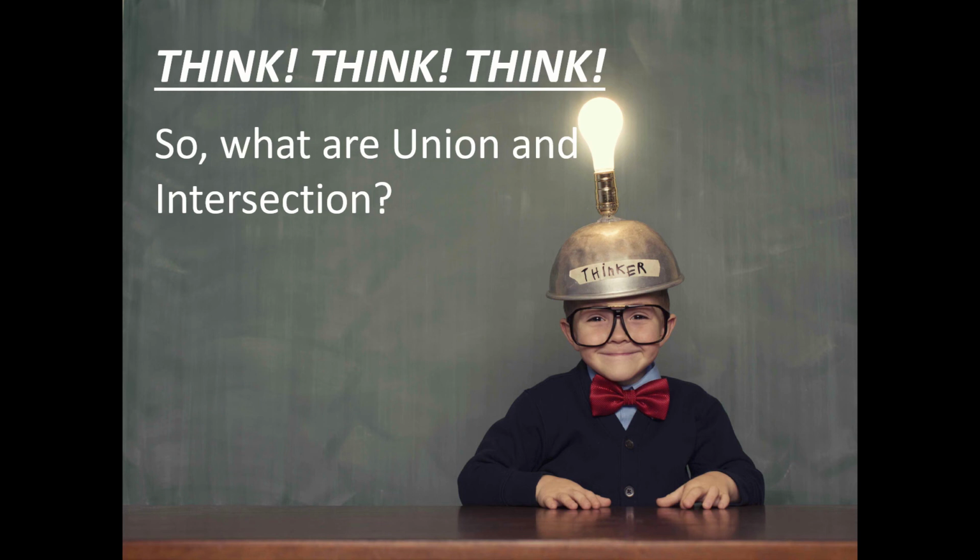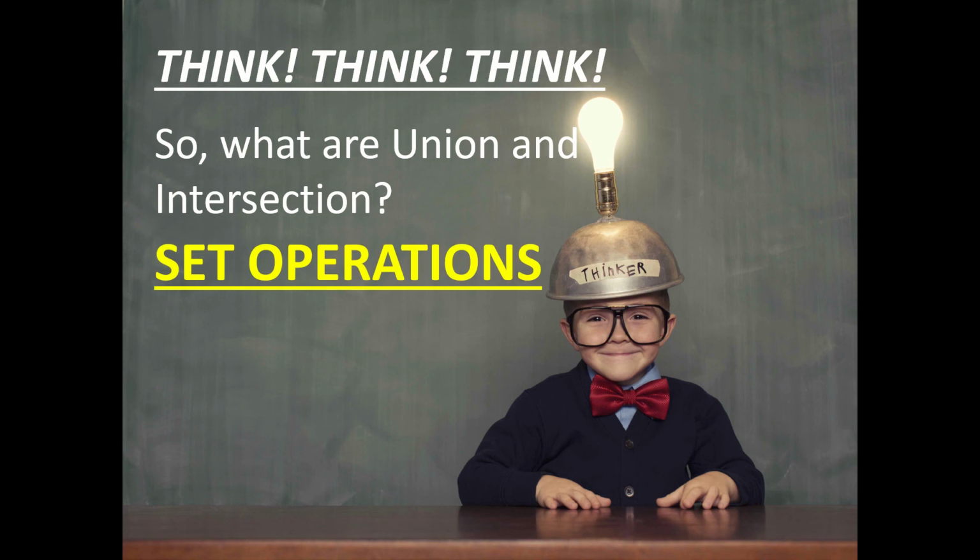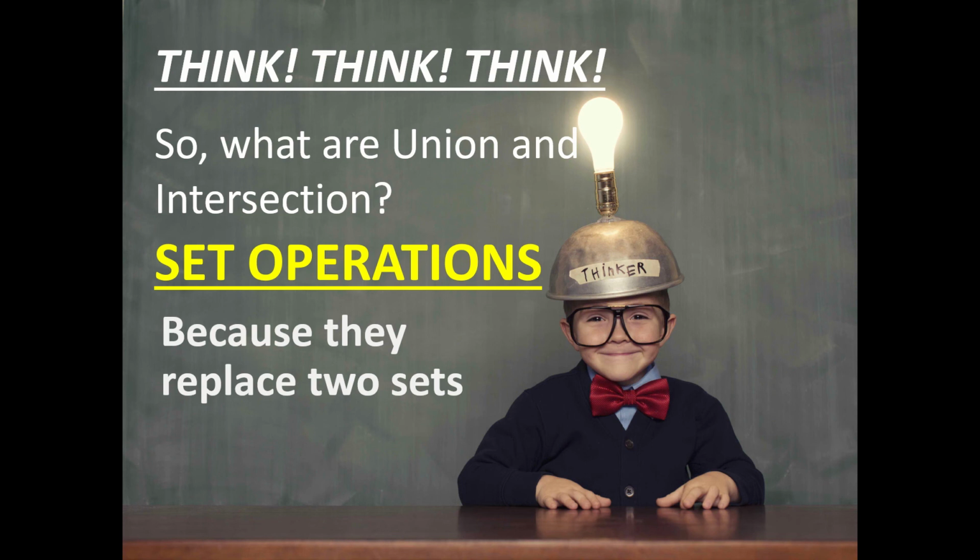So, what are union and intersection? As I said a while ago, these are set operations because they replace two sets with a third set. So going back to our operation on integers, if we have 5 times 6, the operation is multiplication. We have 5 and 6 as our integers. When we perform it, we are able to combine the two and replace them with a new number, which will become 30. Now, same concept. When we perform union or intersection, we will be able to come up with a new third set out of the two sets that we have.